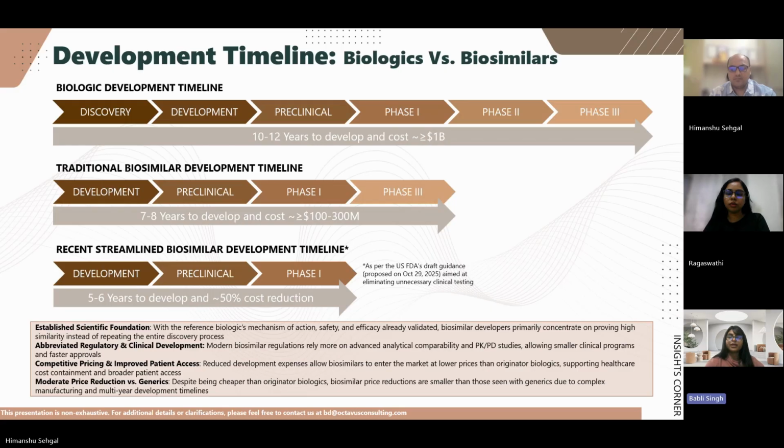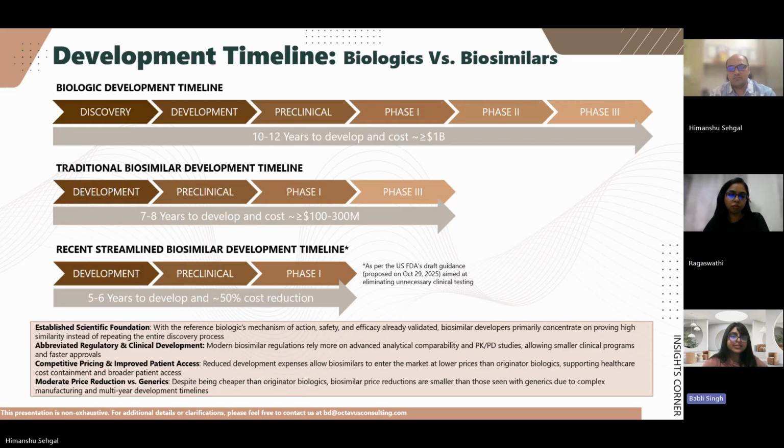In the middle, the traditional biosimilars pathway. Here we will skip the discovery step, and focus on the development, preclinical work, and more limited clinical programs, usually phase 1 and phase 3. We typically do not perform the phase 2 studies because the dose, the mechanism, and the overall benefit-risk have already been established by the reference product. So this still takes about 7 to 8 years to develop and costs in the range of 100 to 300 million dollars.